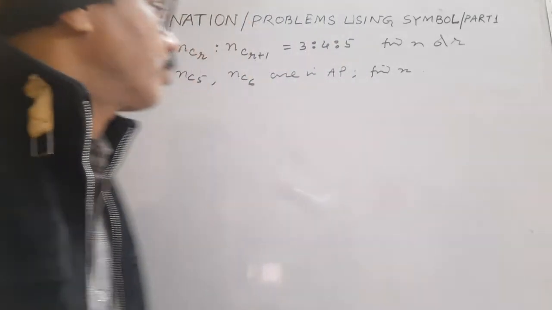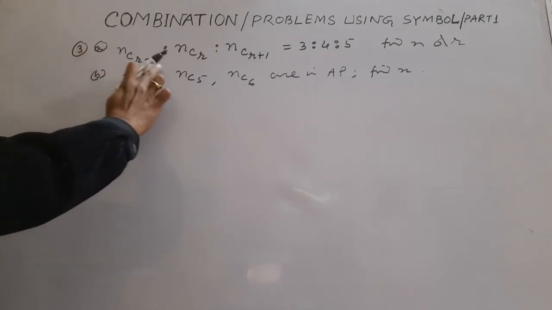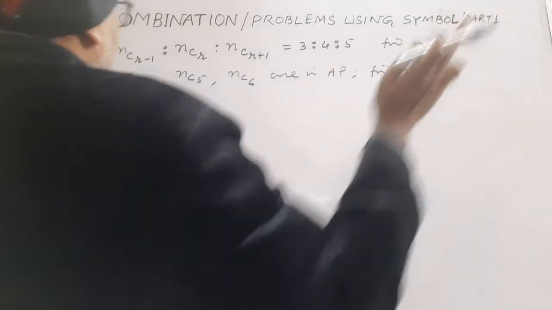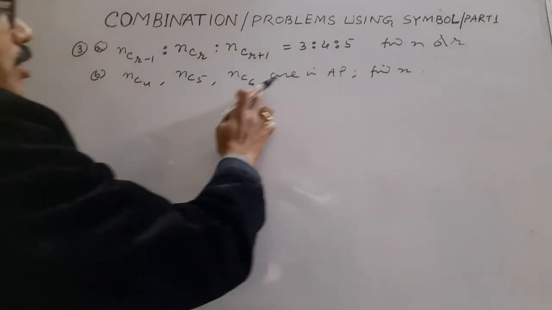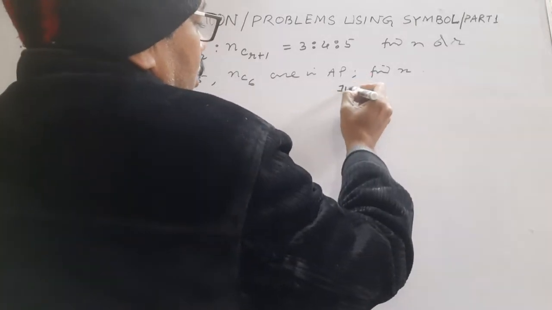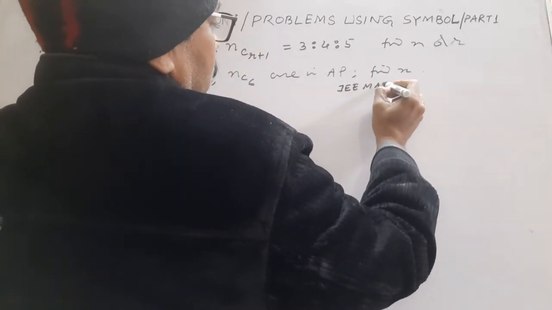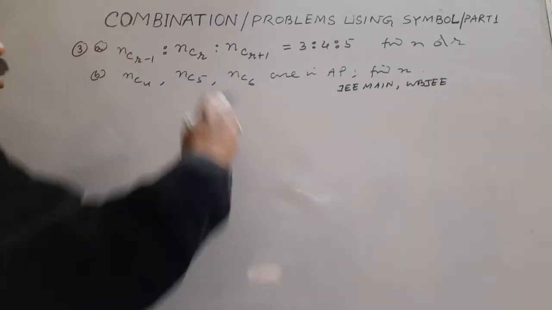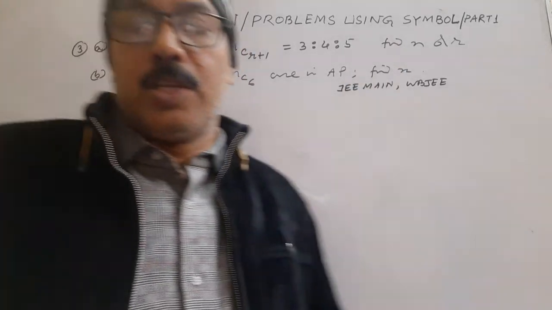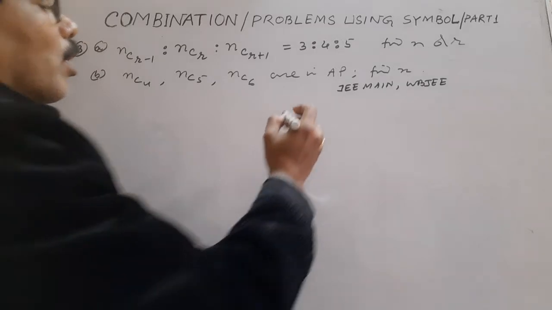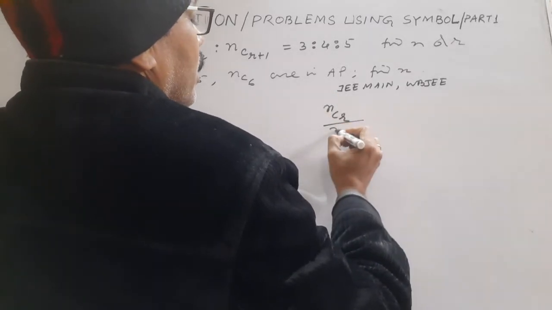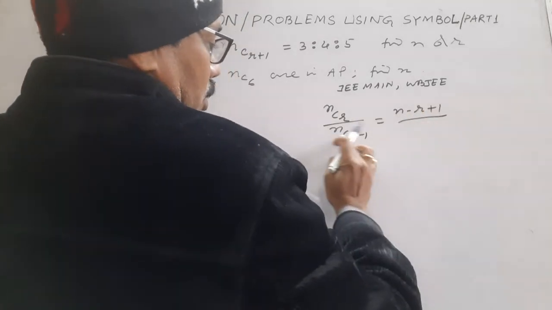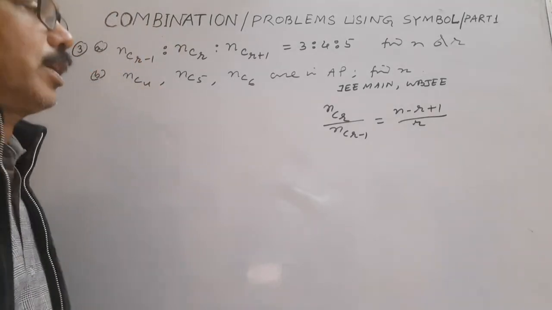Next, problem 3. NCR minus 1 is to NCR, NCR plus 1, 3 is to 4 is to 5, find N and R. NC4, NC5, NC6 are in AP, find N. This problem is also from JEE Main and WB JEE. So what is the working tool? NCR by NCR minus 1: difference of suffixes of the denominator and lower suffix of the numerator.